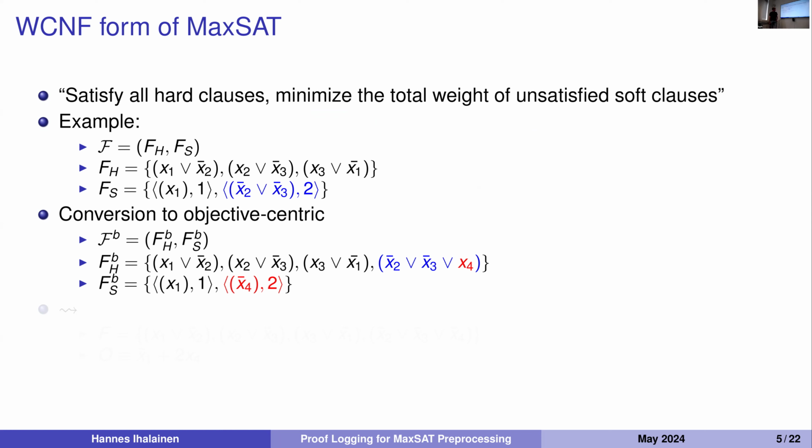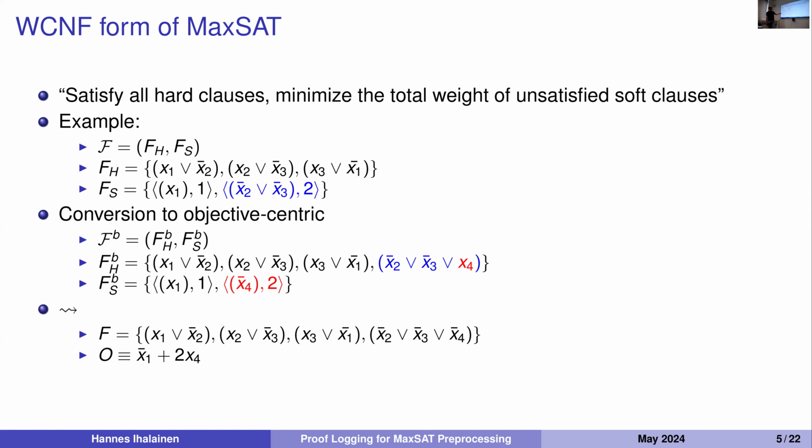So if we falsify this, we need to set x4 to true, so we will falsify the soft clause. And if we satisfy this, we can set x4 to false, so no cost there. And this is now basically equivalent to saying that we have a CNF formula and objective function, like I first presented.